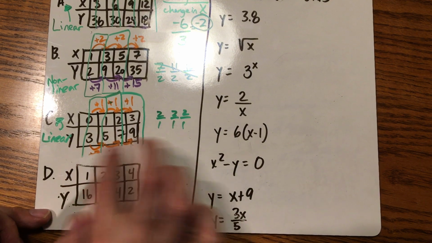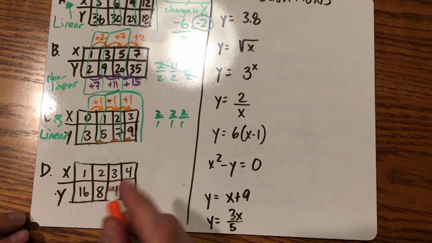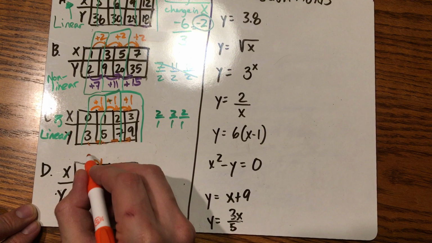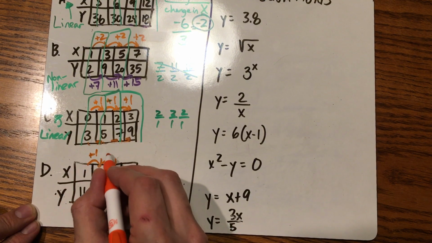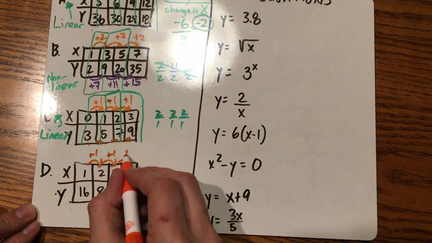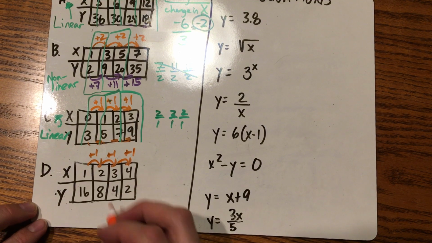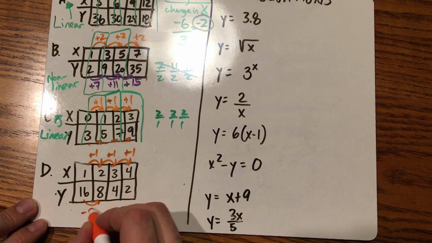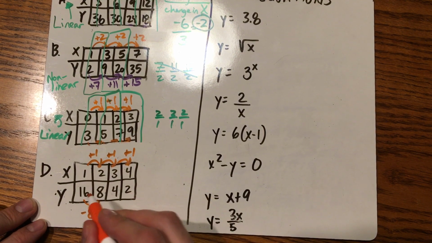I'll go ahead and erase that to give myself some room. These don't always have to count by ones. Sometimes they'll skip and jump around. So these are all counting by ones, +1, +1, +1. And then out at the bottom, 16 to 8 is -8. Don't you dare say dividing by 2.